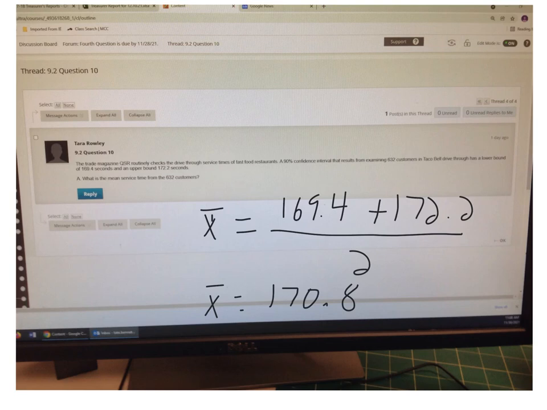So I saw your question on the discussion board. This one kind of reversed the earlier problems. The earlier problems asked you to construct a confidence interval. This one gives it to you and asks for the mean of the sample, I guess.